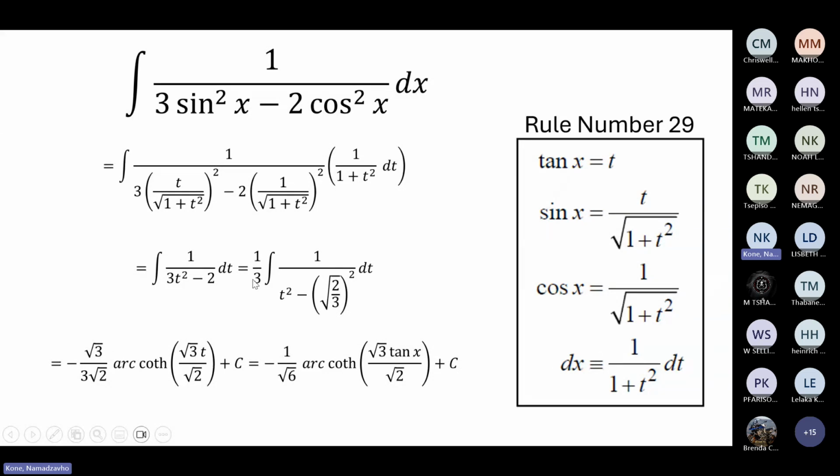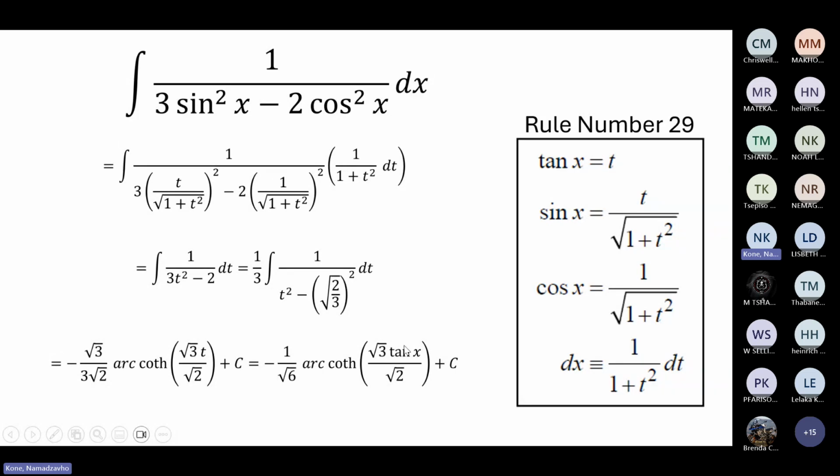You see? Arc coth of square root of 3 over 2, which is the 1/a inside that coth. Now, inside that arc coth, the 1/a is this one. T is this T that you see here. Now, this T can be replaced by its equivalent, which is tan x. That is what you see there at the end.